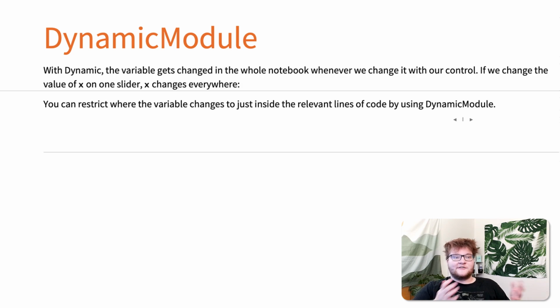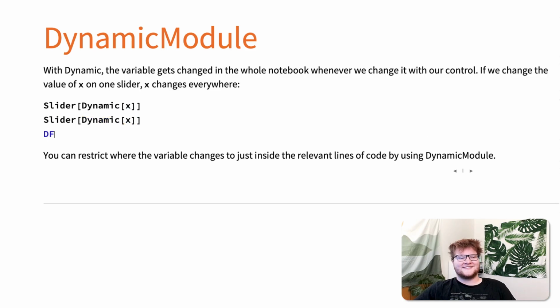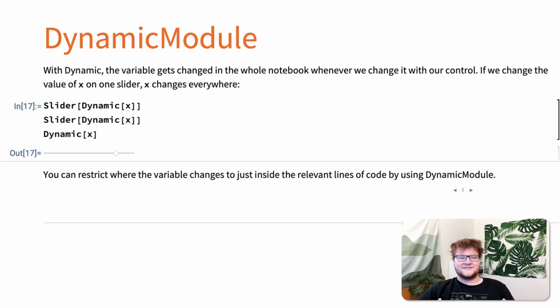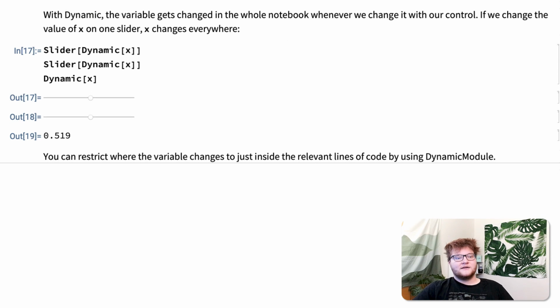The last thing we're going to look at today is DynamicModule. With Dynamic, the variable gets changed in the whole notebook whenever we change it with our control. If we change the value of x on one slider, x changes everywhere, including in the code in the section all the way above. So let's make 2 sliders for a dynamic x and print the dynamic x. Now every time I move any of the sliders, it's going to change my input x here, and it will also change it everywhere else in the notebook because it's all called x.